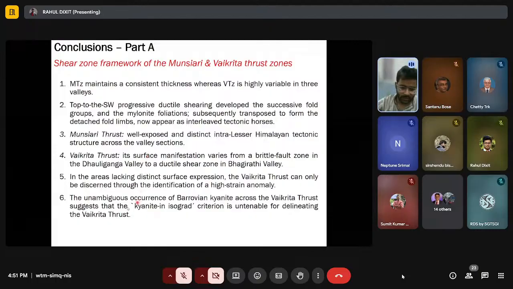And we also say that the unambiguous occurrence of kyanite across the Vakrita thrust suggests the kyanite-in isograd criteria is untenable for delineating the Vakrita thrust. So that is from part A.